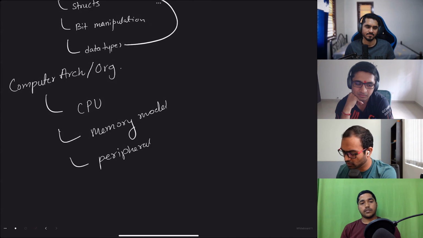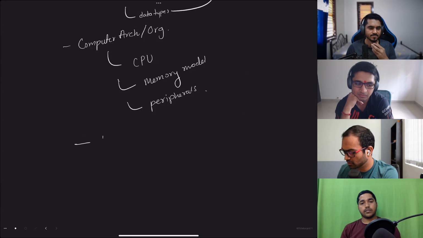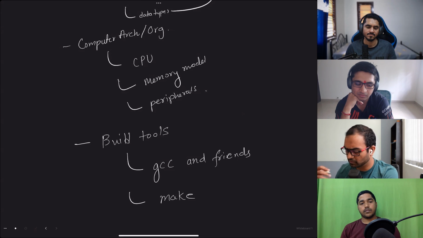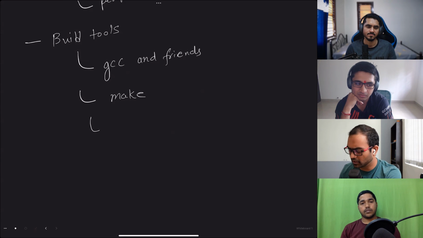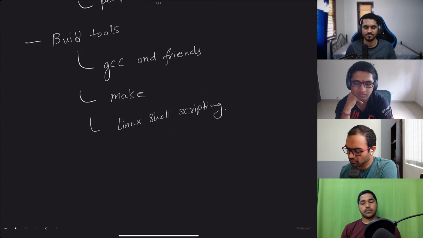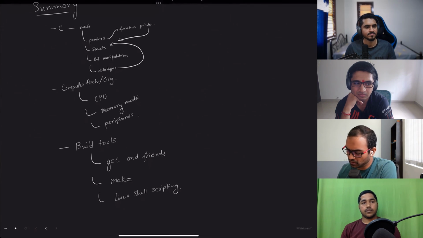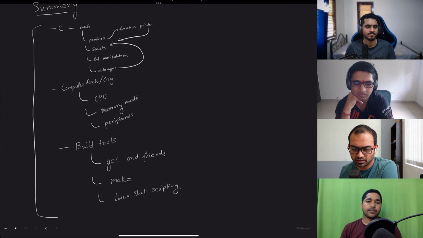And then the third thing I noticed that was common was the build tools, in which case you've got GCC and friends, and you also had make. I would also add, because none of you specifically hinted at it but it was involved, Linux shell scripting. This makes life easy. So if someone is starting off or wanting to head towards embedded, these are pretty good things to know. Would you guys agree?